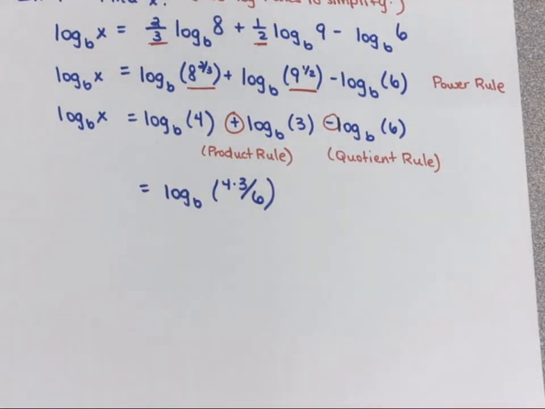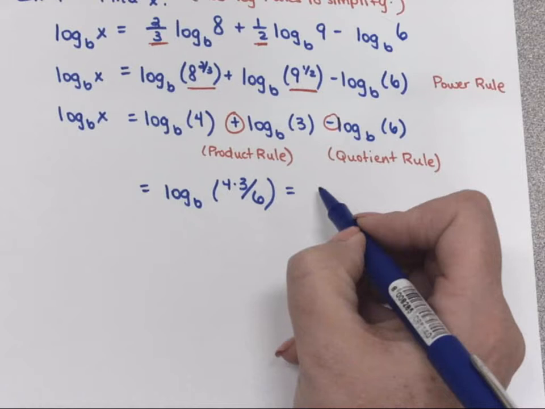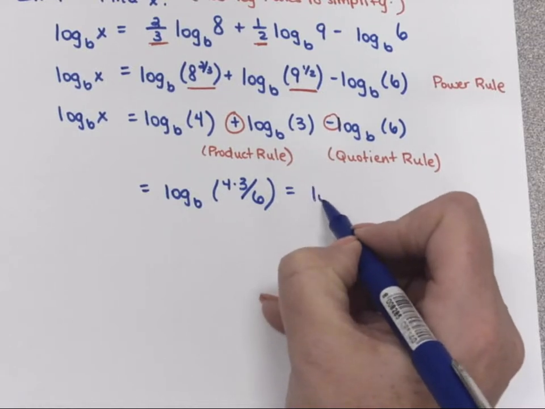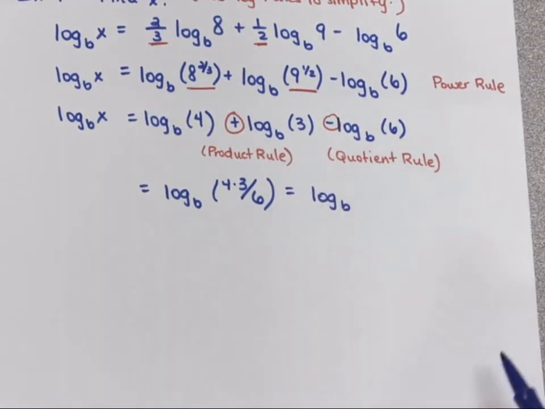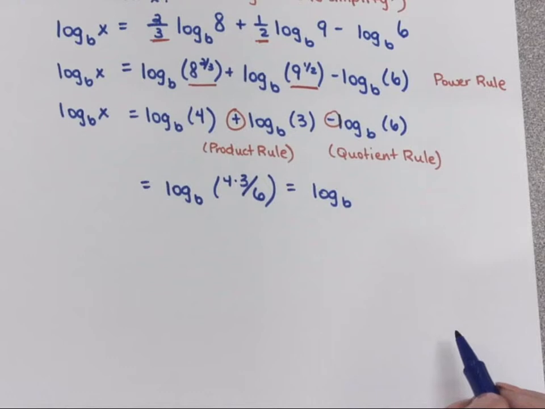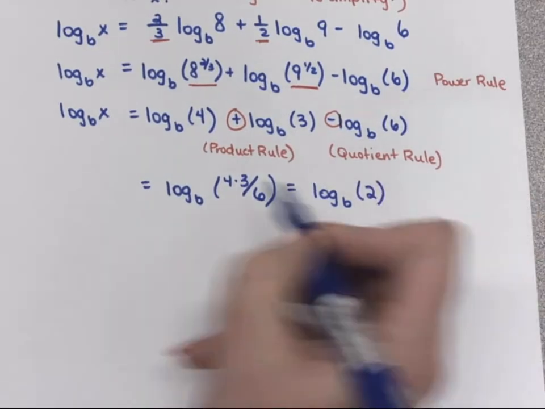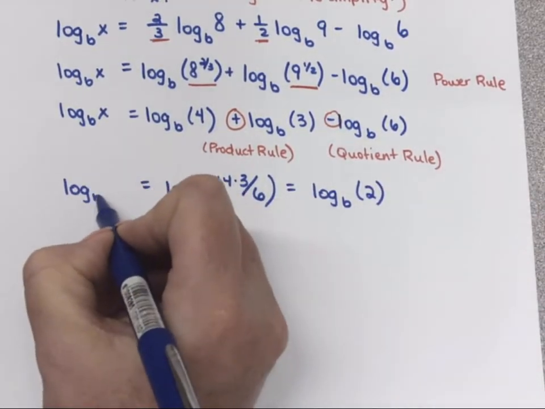Okay, or you can write a whole big line. So let's talk about what that would be, and then let's talk about maybe a quicker way we could do it. So this is going to be the log base b of what? What is 4 times 3 divided by 6? 2. By the way, this left-hand side has not changed.